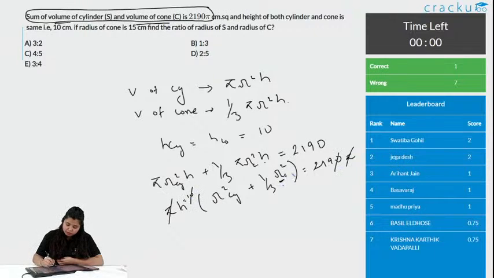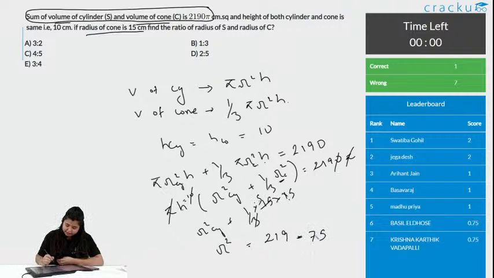Now we also know that the radius of the cone is 15, so it is r square of cylinder plus 1 by 3, 15 into 15. So 3 ones are 3, 3 fives are 15. So r square is equal to 219 minus 15 into 5, which is 75, right? So r square is equal to 144. Radius of cylinder will be 12.